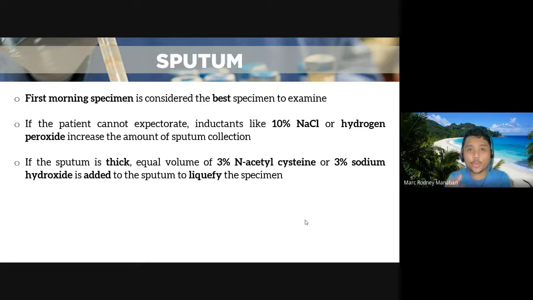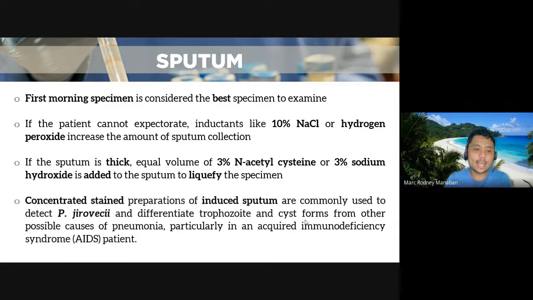Because again, if too thick, daghang mucus, it could be that your parasites can be trapped within those mucus strands. So, dili na ma-examine properly. Okay? So, if you also tried taking mga mucolytic like ambroxol, mga pang-expectorate, the main active ingredient there is, of course, N-acetyl-L-cysteine. Because N-acetyl-L-cysteine is a mucolytic. Humok sa imuhang plema para mas maluwa nimo. So same concept here sa sputum specimens.